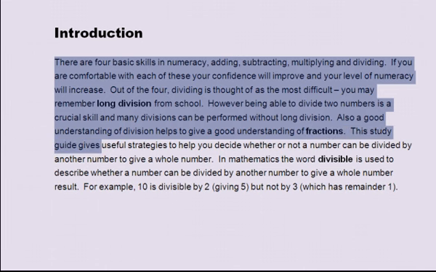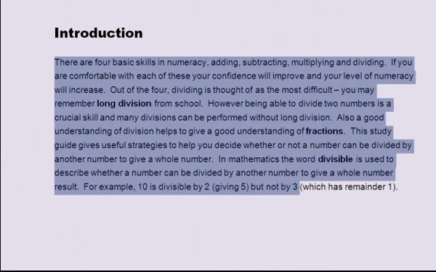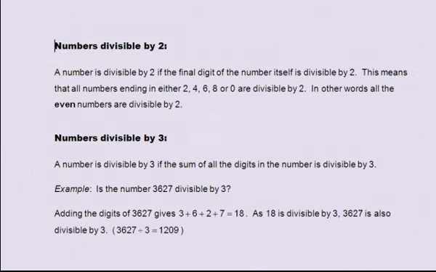This study guide gives useful strategies to help you decide whether or not a number can be divided by another number to give a whole number. In mathematics, the word divisible is used to describe whether a number can be divided by another number to give a whole number result. For example, 10 is divisible by 2, giving 5, but not by 3, which has remainder 1. Numbers divisible by 2.